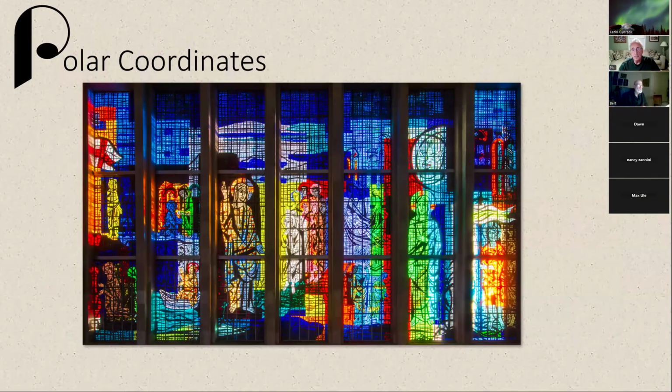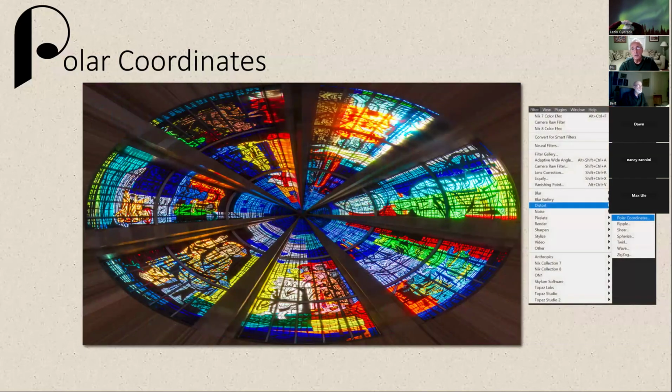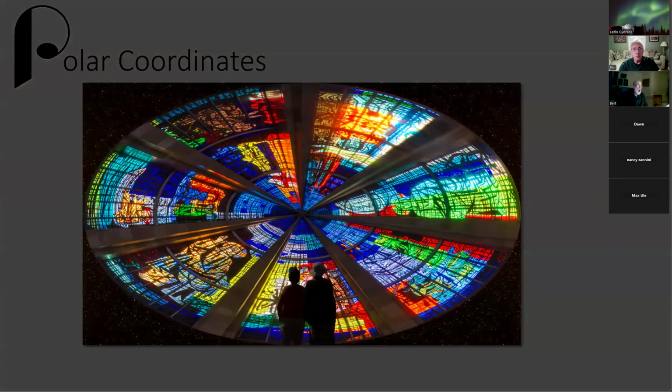Our final Fab 4, not unlike one of the original Fab 4, is a bit quirky. It's called polar coordinates, where you can transform an image like this to this with the click of a button. And you'll find that click of a button up at Filter, Distort, and Polar Coordinates. And you can continue to play with this.